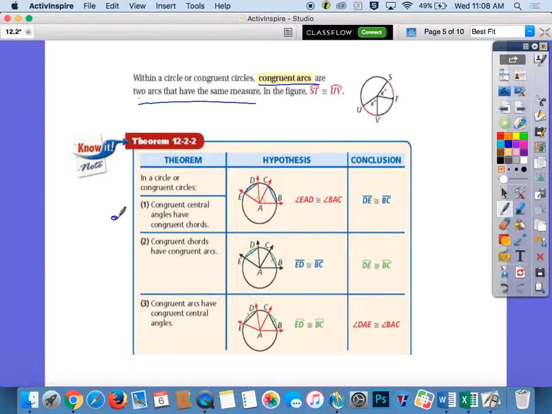So in a circle or congruent circles, congruent central angles have congruent chords. Congruent chords have congruent arcs. And congruent arcs have congruent central angles. Okay, so any of these allows another piece within that to be congruent.